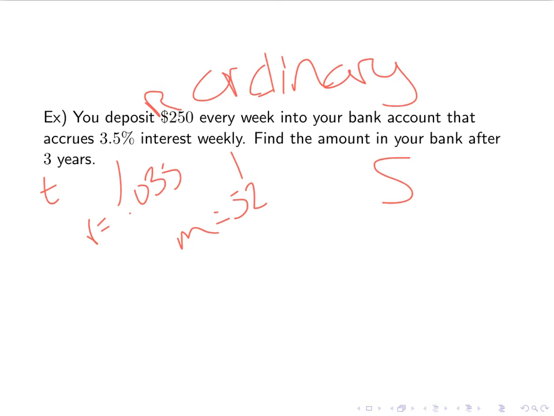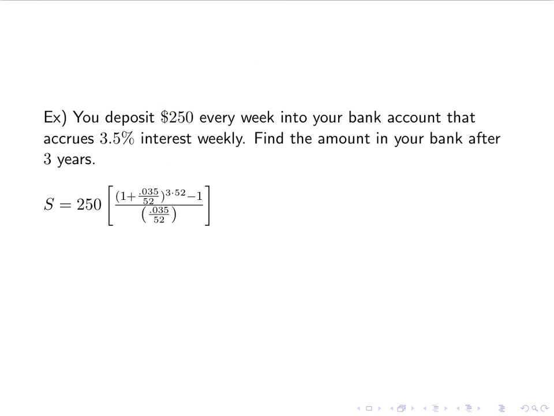And again, just make sure you're plugging your numbers in correctly. Your equation should look like the following. You've got a bunch of 52s, and you've got a couple of 0.035s. Make sure you plug it in correctly, and you should be getting $41,106.51.